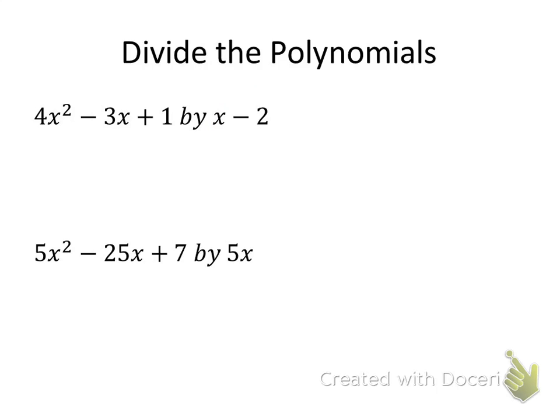I need to divide all of these by x minus 2. And I know I cannot write it like this because there's nothing I can do to simplify like that. There's nothing that will cancel out. So we do long division. So I write x minus 2 divided by 4x squared minus 3x plus 1.